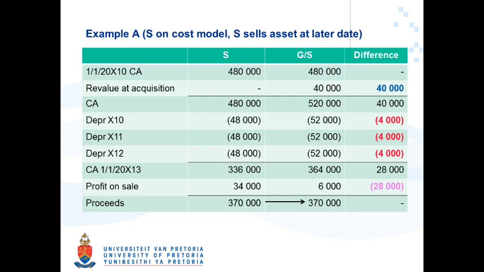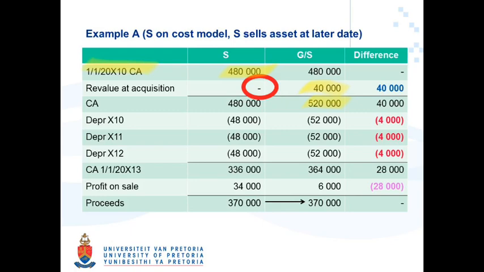The main reason why we have differences in this situation is because S didn't account for this revaluation of the equipment in his separate financial statements at acquisition date. You now identify all differences since acquisition date regarding this equipment. The carrying amount of the equipment in S is 480,000. The fair value is, however, 520,000. So at acquisition date, we had a 40,000 difference that had to be accounted for.